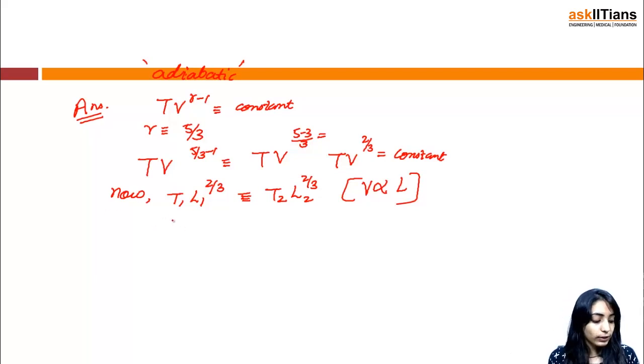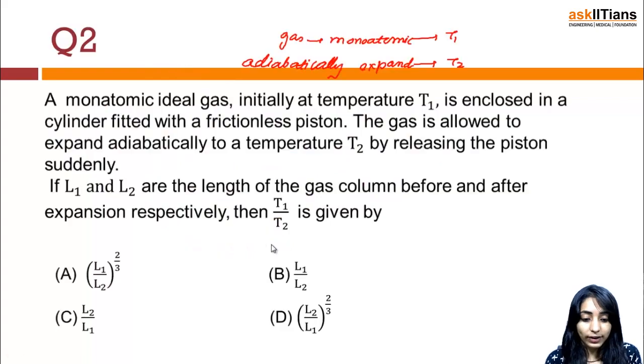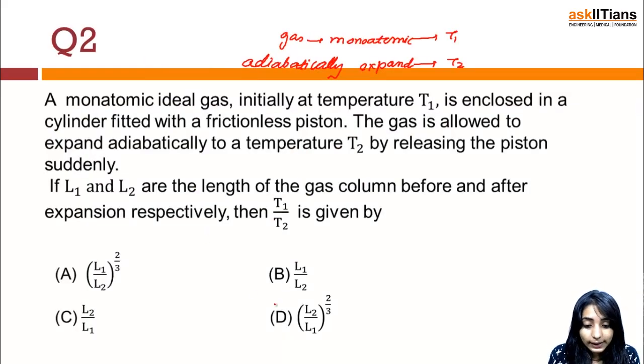Now, taking these two things into consideration, I can say T1 by T2 will be equal to L2 by L1 raised to the power 2 by 3. Let's see if we have any answer. So we have L1 by L2 raised to the power 2 by 3 and L2 by L1 raised to the power 2 by 3. And the answer we have obtained is L2 by L1 raised to the power 2 by 3. So I can say D option is the correct option.